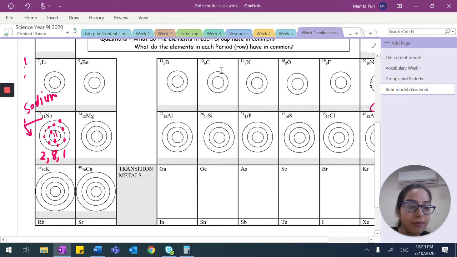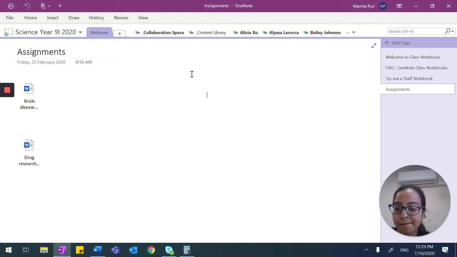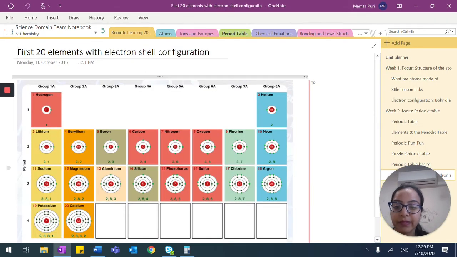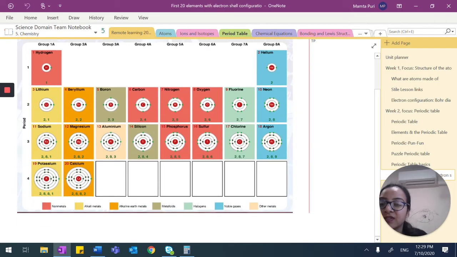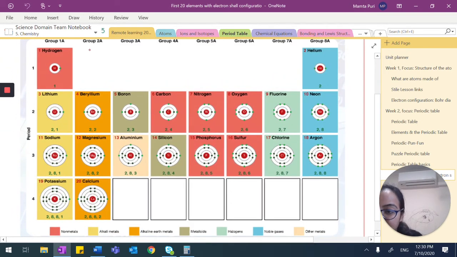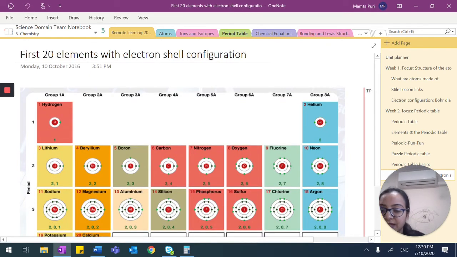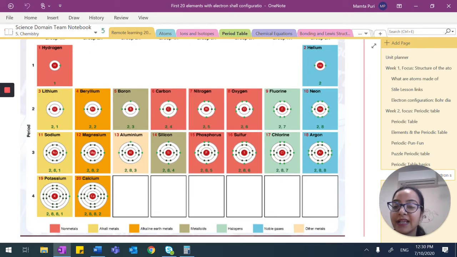But let me show you my answer to this task quickly. So this is the answer to that task, okay? As you can see, for the 2nd group, I can't write on that, I'm sorry. I'll try not to write, okay? For beryllium, magnesium, and calcium, the number of electrons in the outermost shell is 2. And that's what's common in all of the elements in any of the groups.